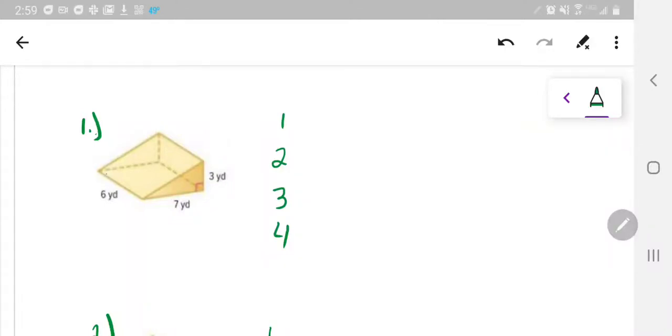This is a review for finding volume of prisms and pyramids, and we're going to focus in on 4 steps here. All right, the first step for each one is going to be to name the shape. So we have here, I spy 2 parallel faces, which tells me that this is going to be a prism.